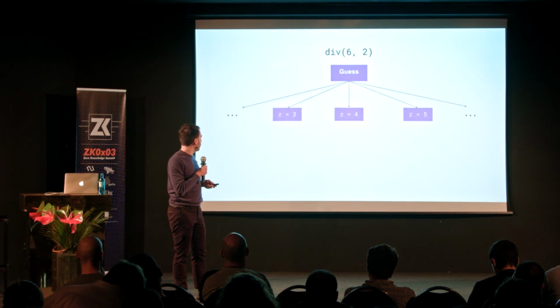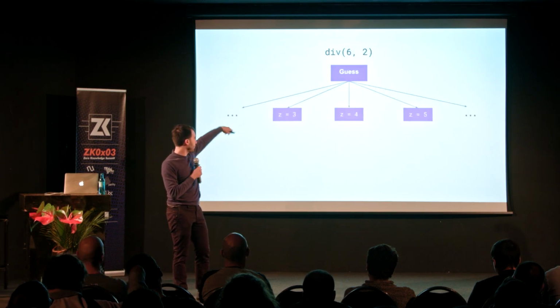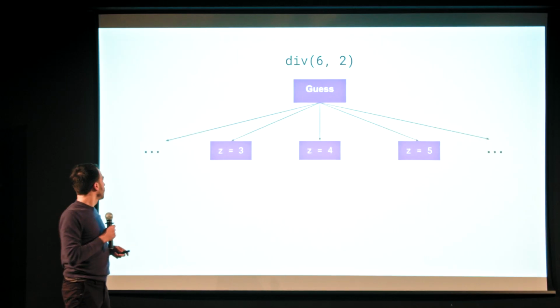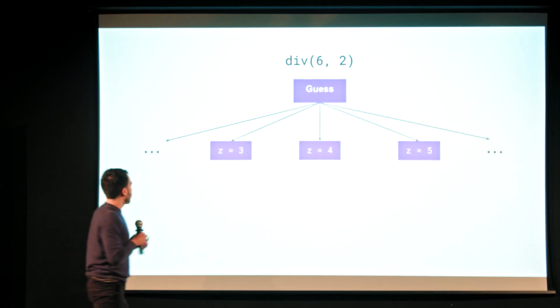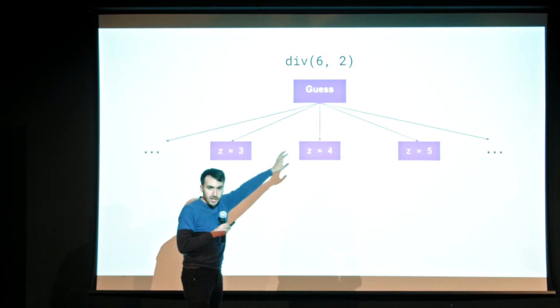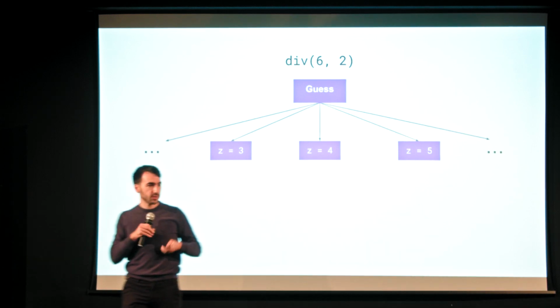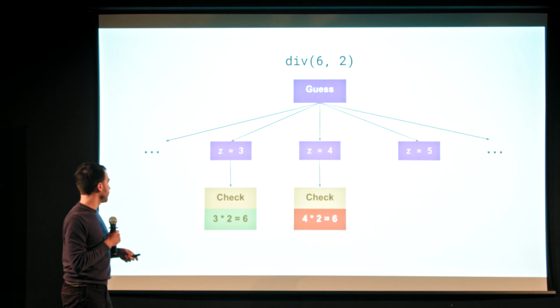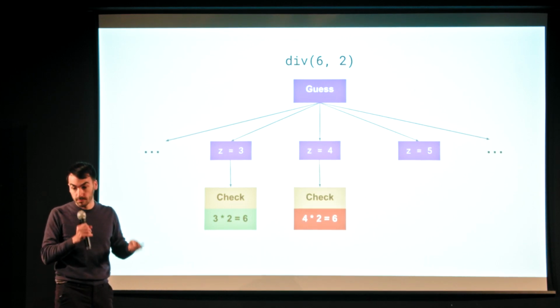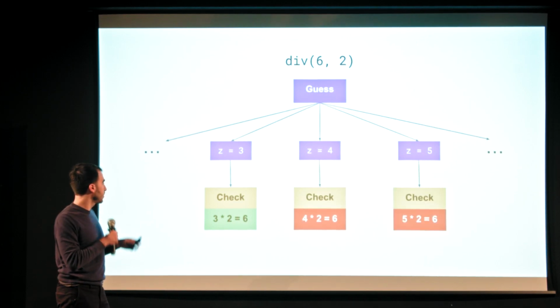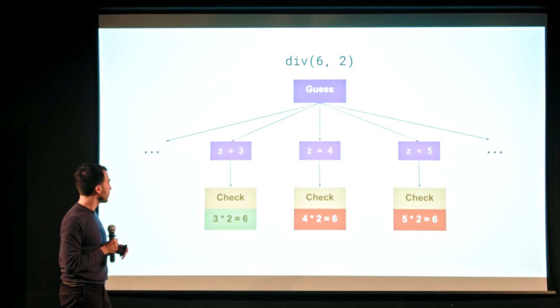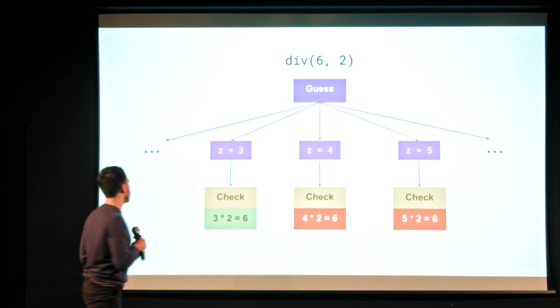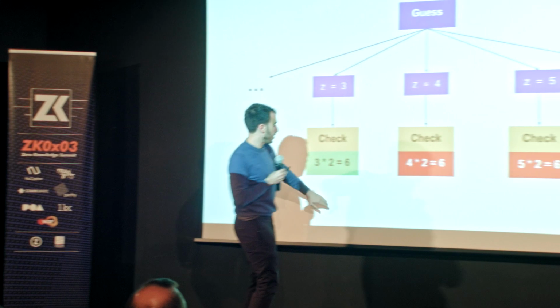So, just to do an example, let's say we want to divide 6 by 2. Conceptually, you first think you're sort of making all possible choices, z equals 3, z equals 4, whatever, and then you check each one. So, okay, 3 times 2 equals 6, yay. 4 times 2 is 8, not 6. So there, execution halts. 5 times 2 is 10, not 6. So there, execution halts again. And so, this is sort of the only branch that we take in reality.